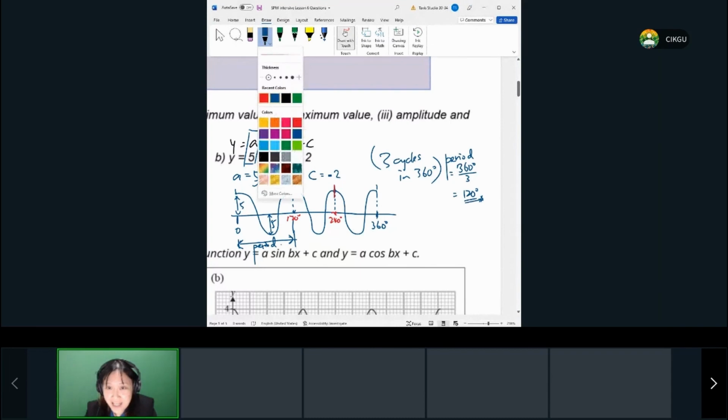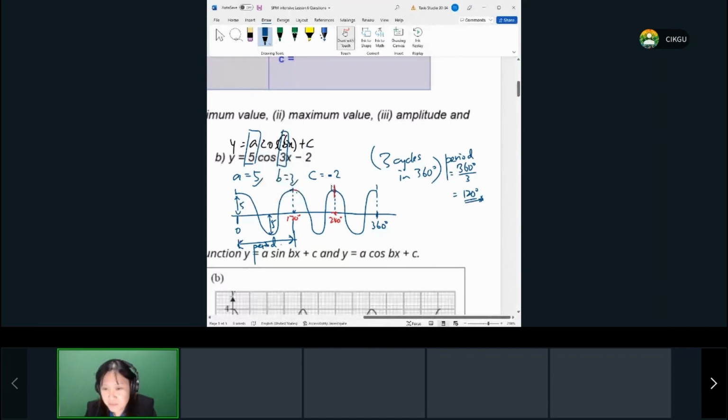Done. Last one, C. The C is the easiest one. This looks like an equal sign, but it is meant to be my negative. C is -2. So what does -2 tell you? Very easy. It tells you that this middle line crosses the y-axis at -2. This middle line is at the y value of -2.